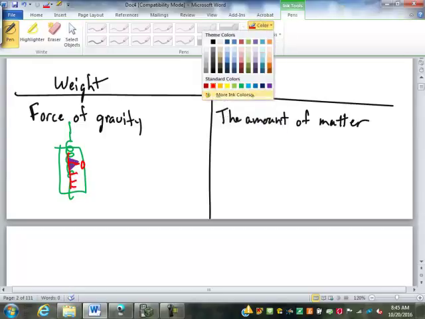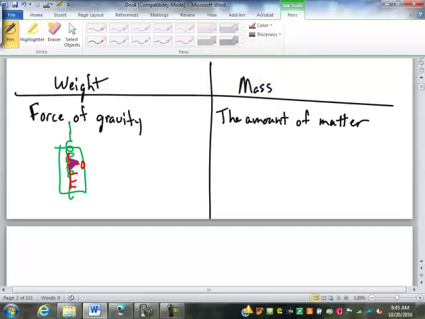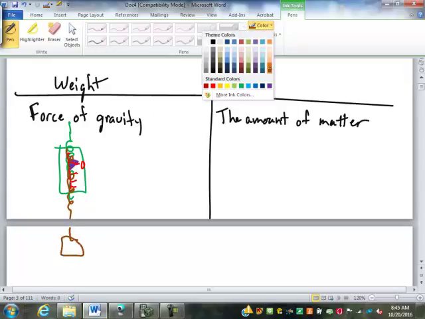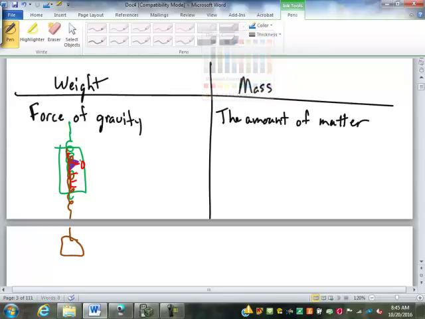When we hang an object on it, that spring is going to stretch out. So that needle is going to move. It will no longer be there. It might move down here. So the amount that spring stretches indicates the amount of force that gravity is applying to that object.